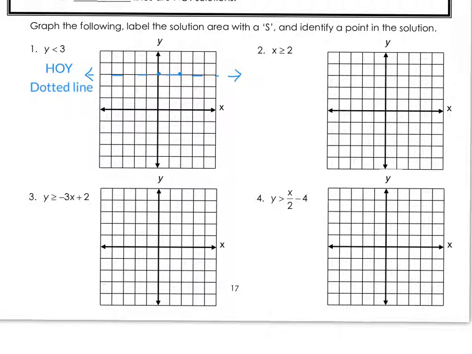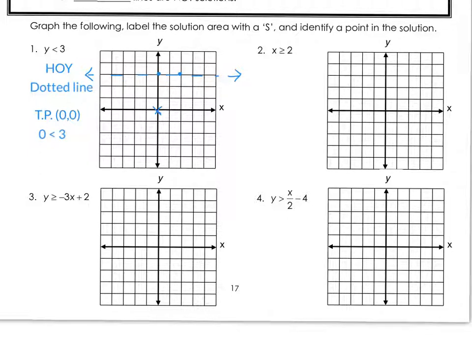But next, I need to do a test point. So I'm going to write out a test point. The easiest test point to use is 0, 0, as long as it's not a point on the line. And it said that I need to mark that with an X, so I'm going to put a little X at the point 0, 0. So 0, 0, is it a solution? Well, if I plug 0 in place of my y value, since I don't have an x value to sub 0 in for, I don't have to worry about that one.